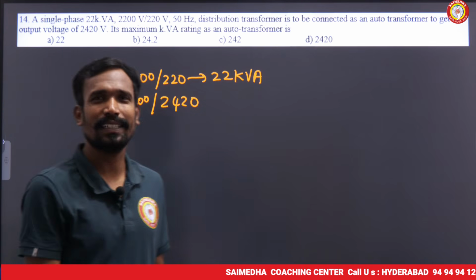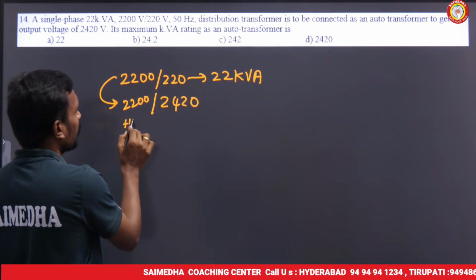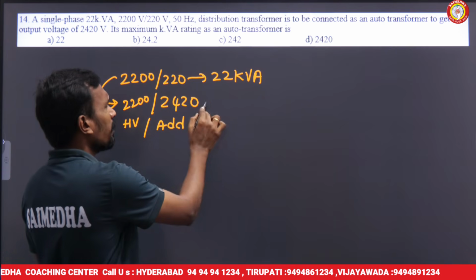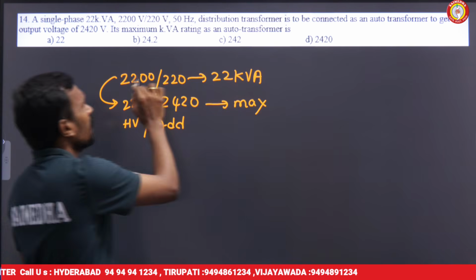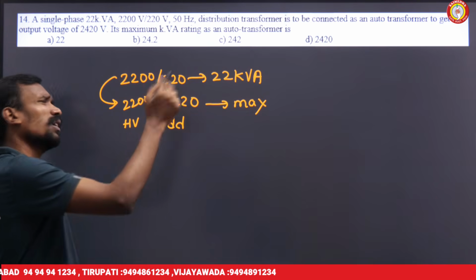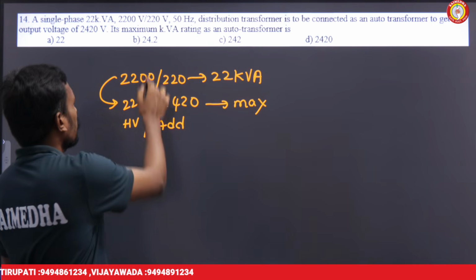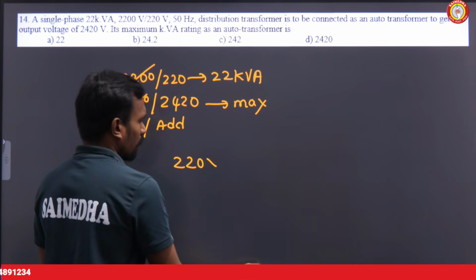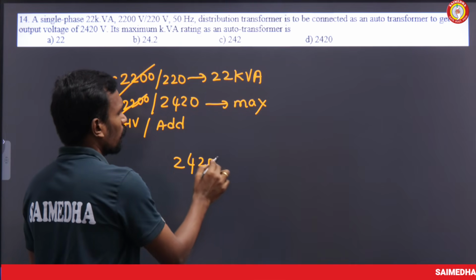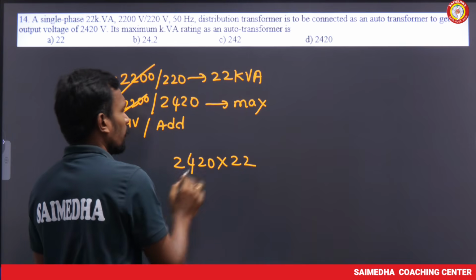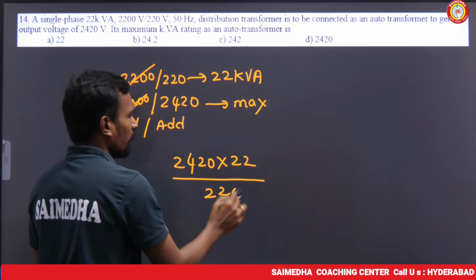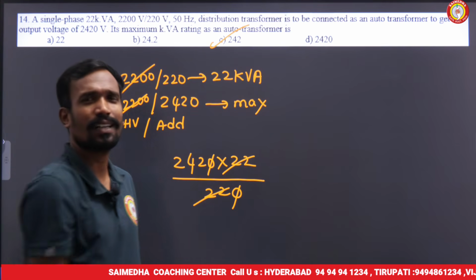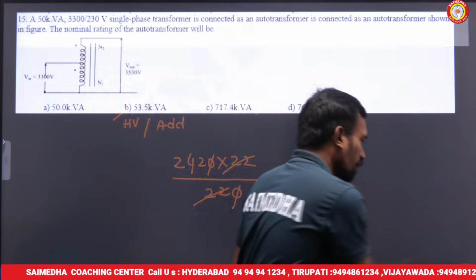Generally, to get the maximum rating, this should be HV and this should be addition. Of course, we know, only then will we get the maximum rating. HV of these two, 2200 is the HV again. So these are common, so cross multiplication: 2420 of 22 divided by 220. The zeros cancel, 22 and 22 cancel, 242 will be your answer. We discussed it simply.